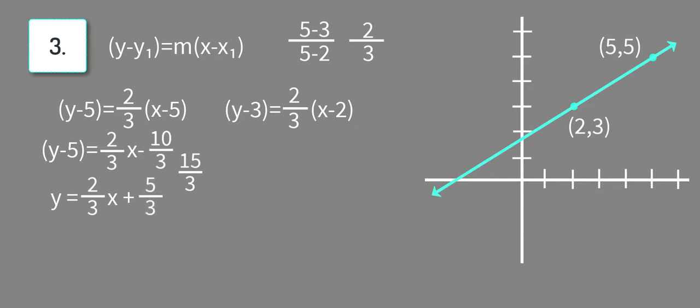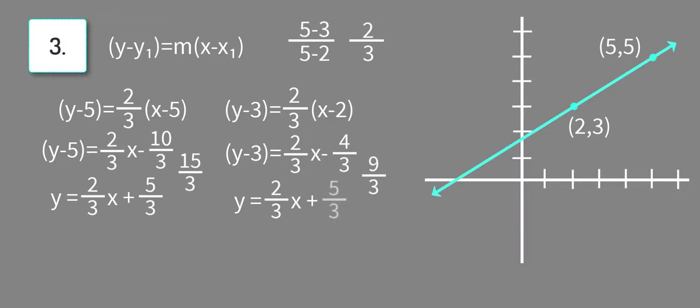Now we'll go ahead and use our other point to verify that we get the same slope-intercept form. So y minus 3 equals 2/3 times x minus 2. Distribute the 2/3. Y minus 3 equals 2/3 x minus 4/3. Add 3 to both sides. And we'll go ahead and make this 9/3. And then y equals 2/3 x plus 5/3. So we get the same slope-intercept form as we did before, and that helps to verify that the point-slope forms of our equation are correct.